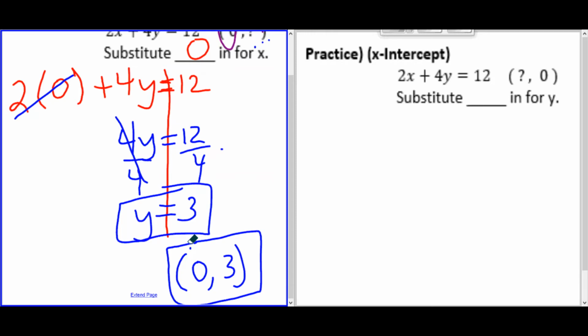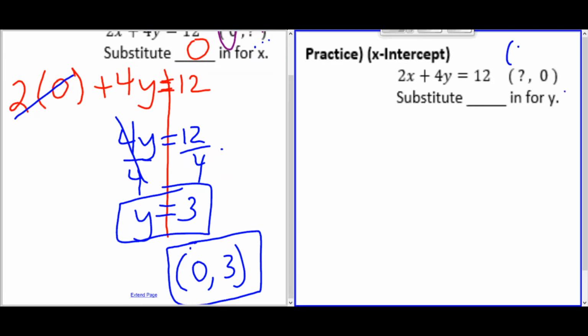Next example, I want you to try this one. Pause the video and give this one a shot. Just remember, ordered pair x, y: which one do they give you? You try this one on your own. Make sure to pause the video.